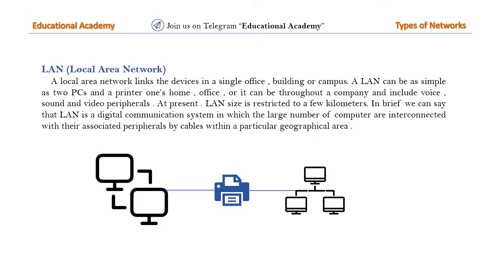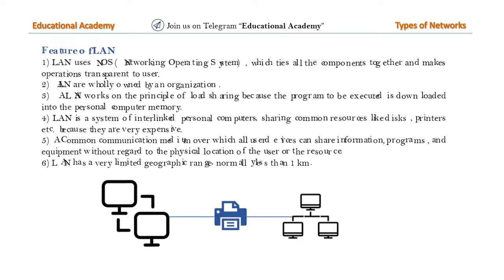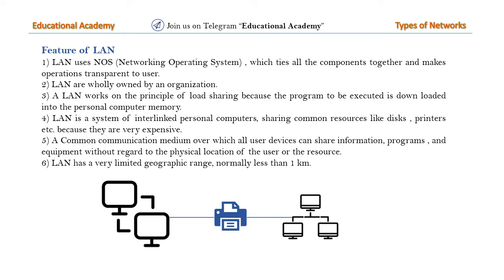Now next is features of local area networks. So first, the local area network uses NOS. NOS means network operating system, which ties all the components together and makes operations transparent to the users. Okay, so NOS, it means network operating system, which operates the system.